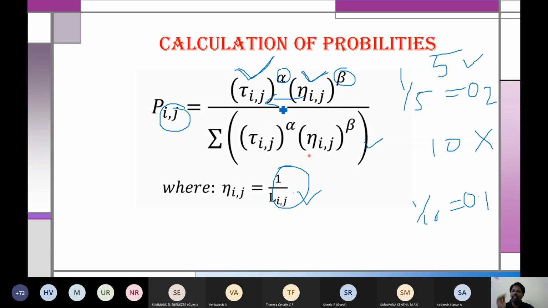In some papers, you can see that they omit eta and just take only tau. It depends. If you want to run it nicely, you can add all those things. In some papers they simply run with tau, because either you can take eta or not. That depends. So this is the equation by which you are calculating the probability.